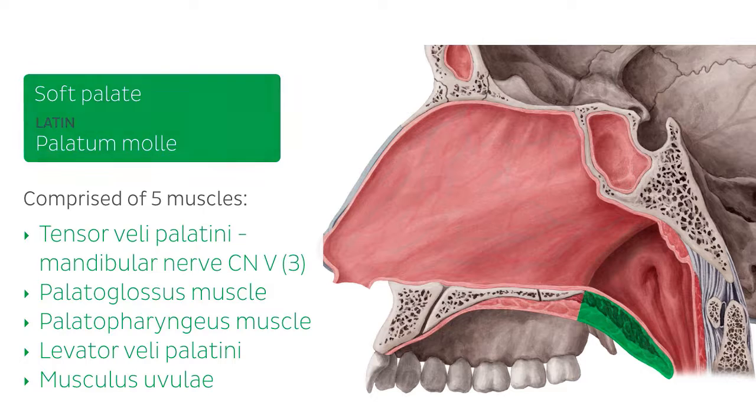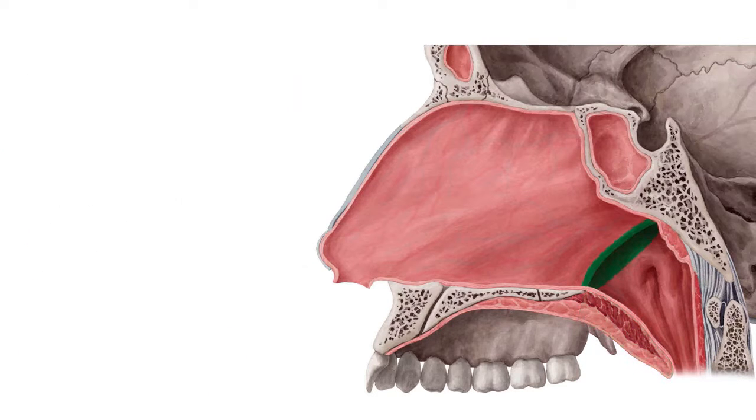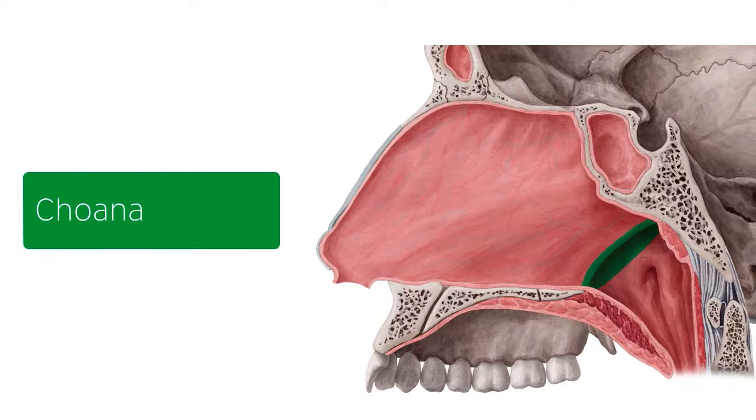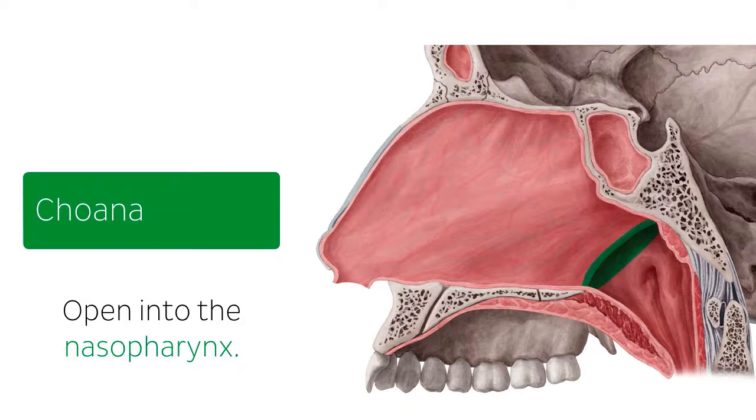The next structure that we see in the mucosa is this opening highlighted in green. It's called the choana. The choanae are oval-shaped openings between the nasal cavities and the nasopharynx on either side. The nasopharynx is located here, behind the choana and above the level of the soft palate.